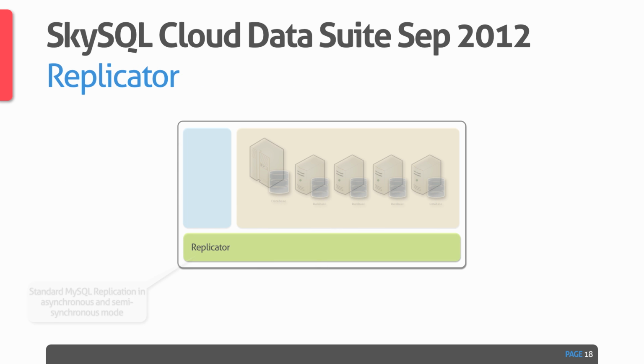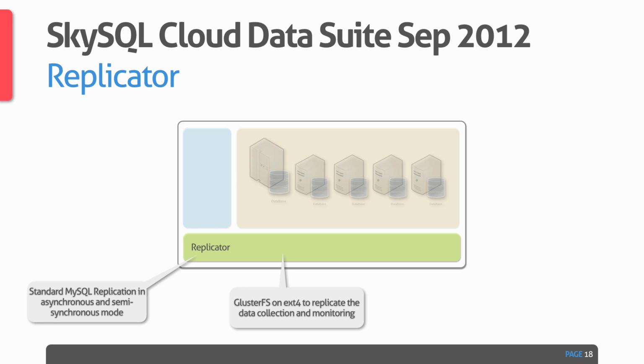And finally, on the replicator, we have the standard MySQL replication in asynchronous or semi-synchronous mode. That depends on the configuration that the user has required. And GlusterFS on ext4 is used to replicate data collection and monitoring. We can't, of course, forget that when we talk about high availability, we shouldn't think about high availability only for the database, but we also require high availability for the administration console and the other components that are available.